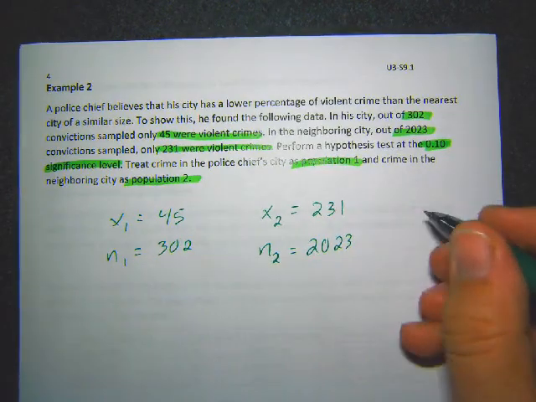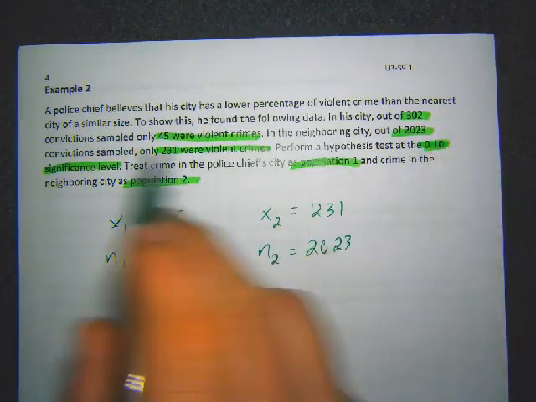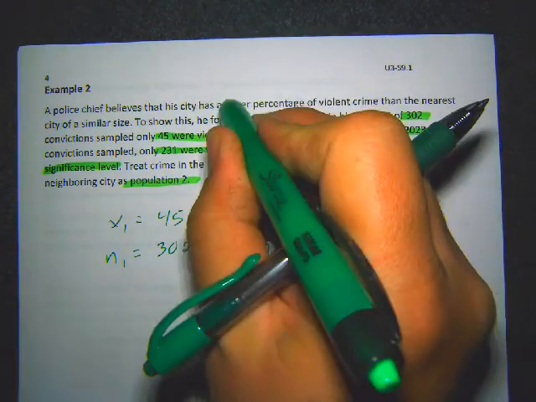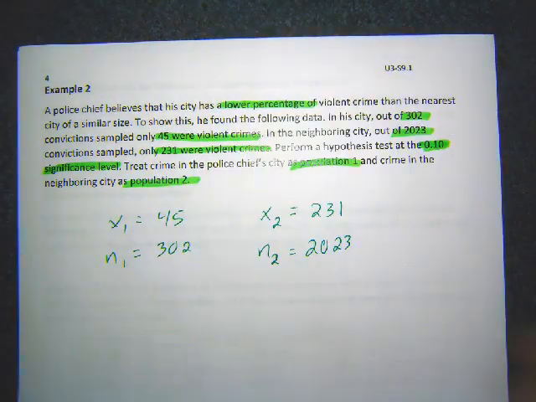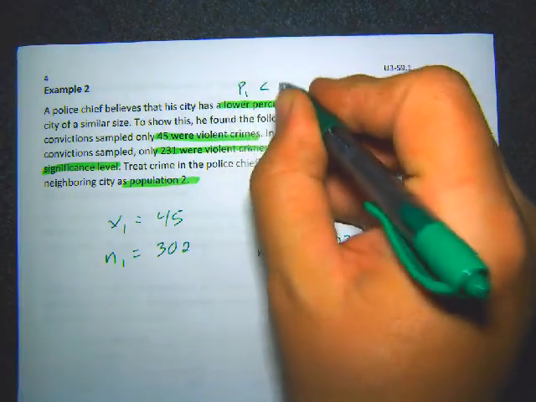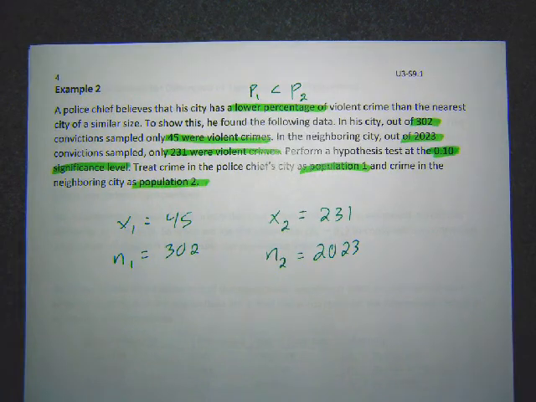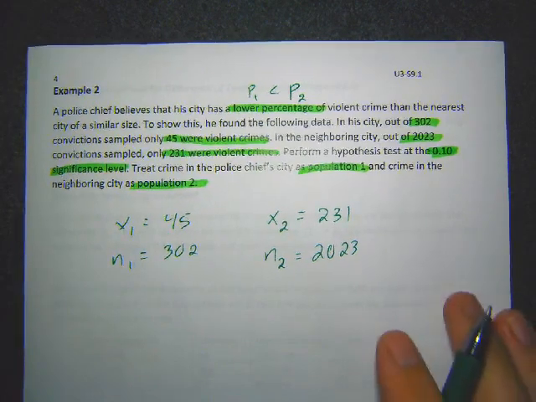And again, he's looking at saying that his city has a lower percentage. So to do this test, he's going to be trying to show that his city is actually less. So we're looking at a p1 is less than p2 situation. So that way, if he has evidence to support his alternative, he can actually show that, yeah, my city has less violent crime. And he can make himself look like a better police chief because he's got less violent crime. Or at least hopefully I'm guessing that's how he's wanting to spin this.